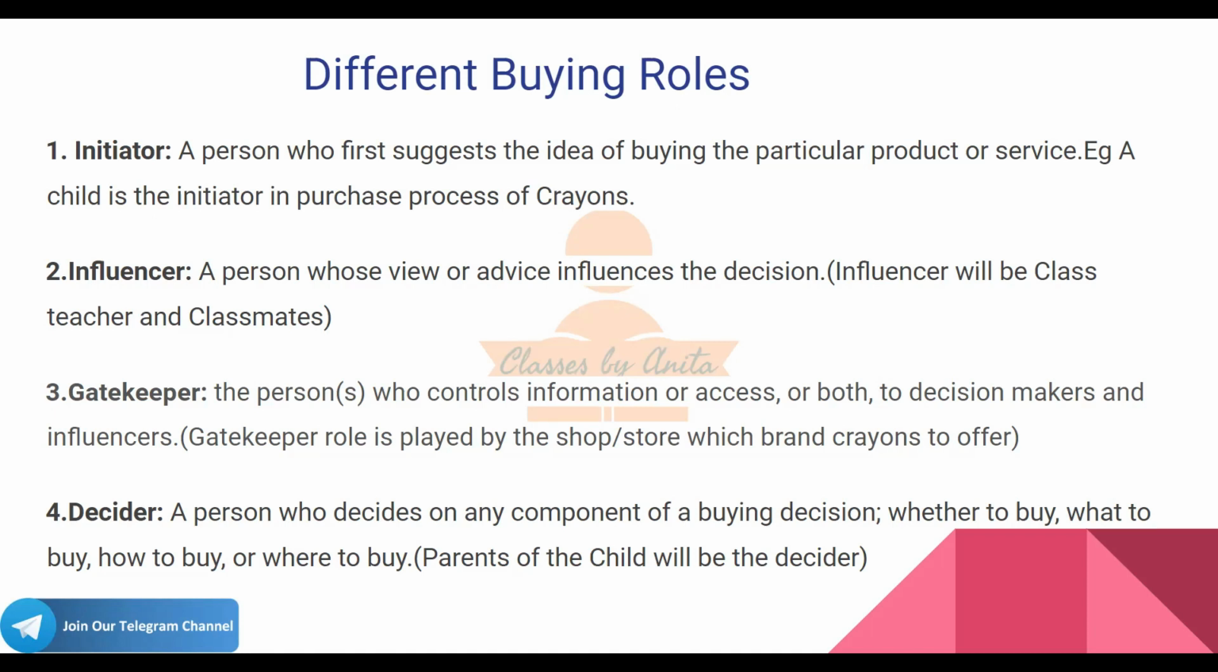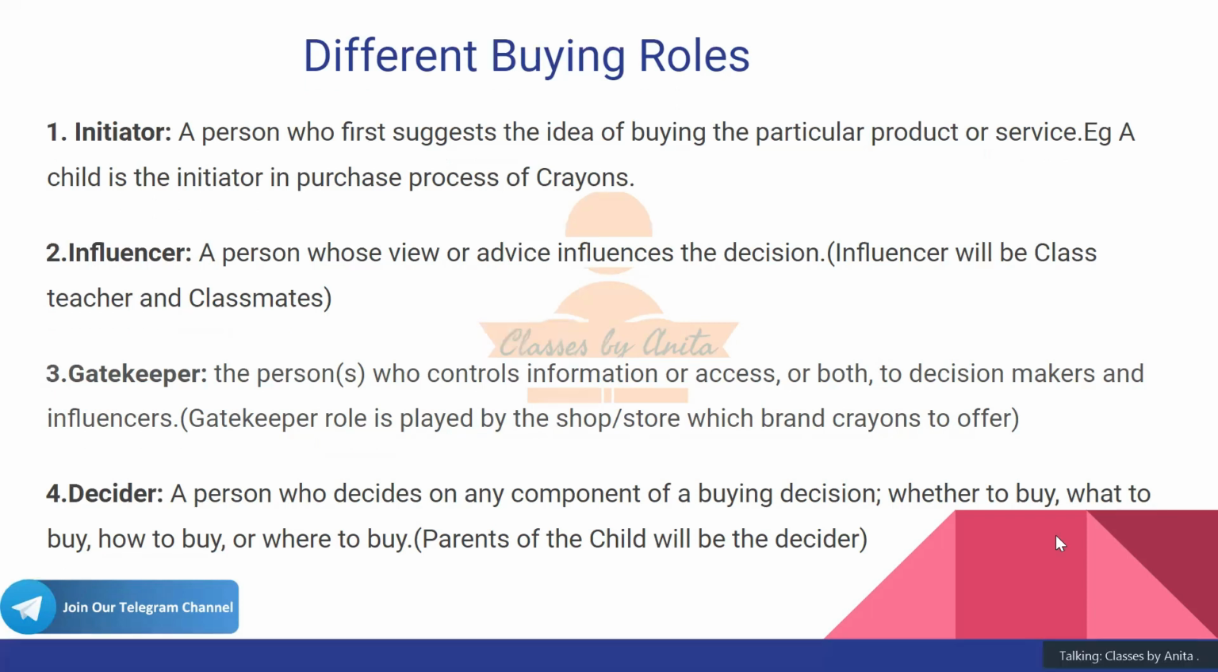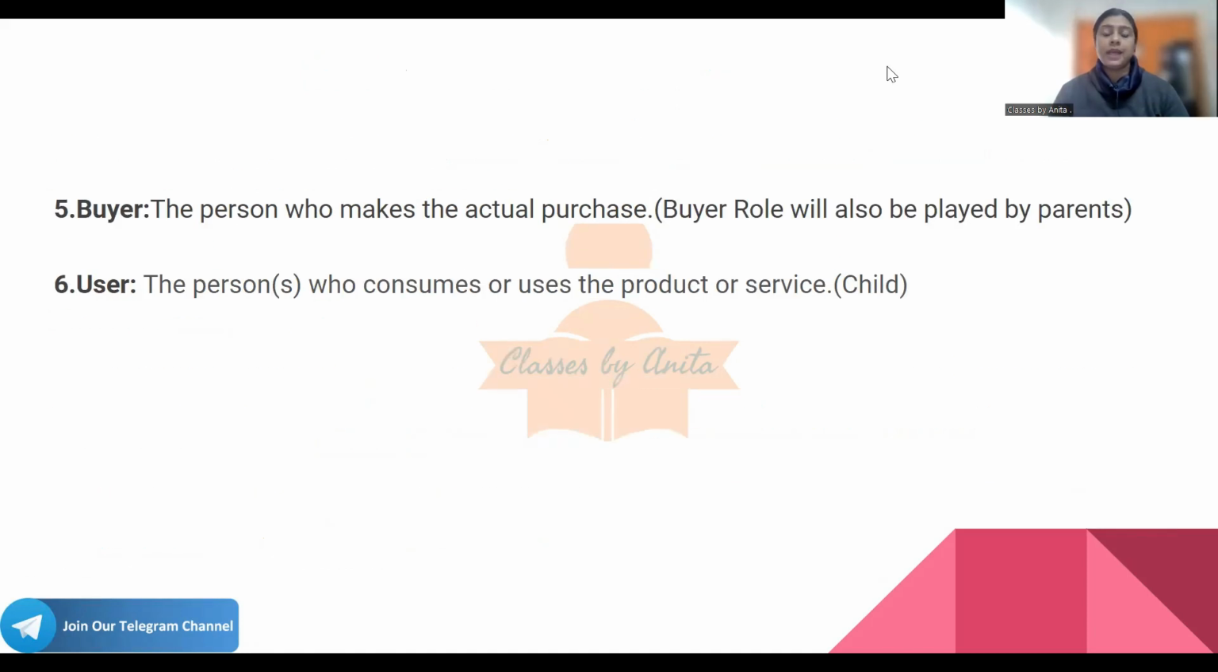Decider, a person who decides on any component of a buying decision, whether to buy, what to buy, how to buy, where to buy. Parents of a child will be the decider in this case, right? Now the next is a buyer, the person who makes the actual purchase. Buyer role will also be played by parents in this case. Next is user, the person who consumes or uses the product or service. So in this case, a child is the user, right? Or the consumer.